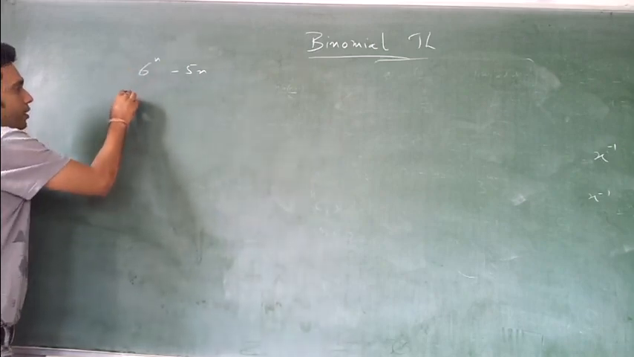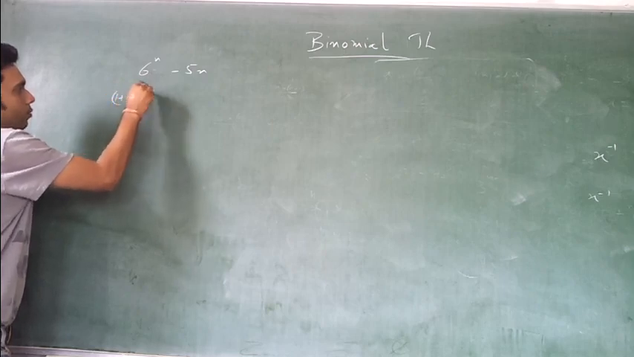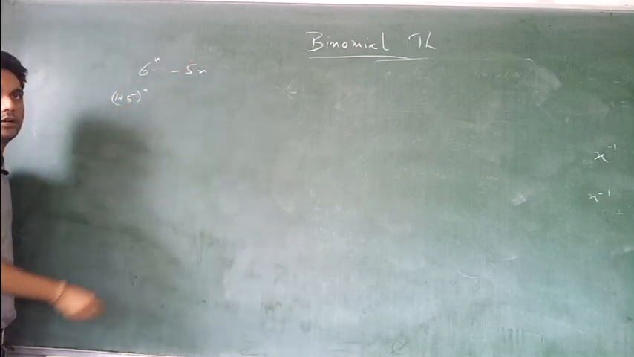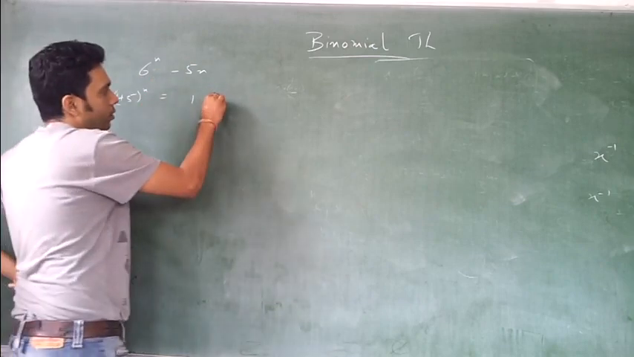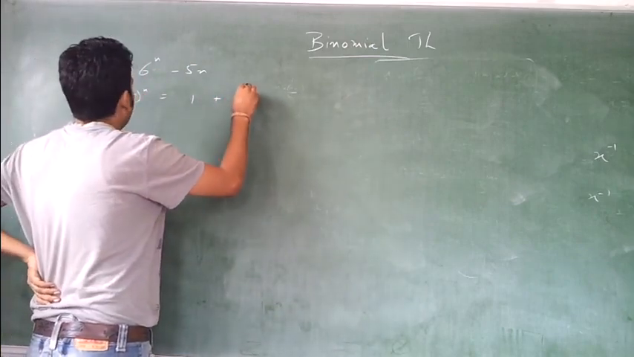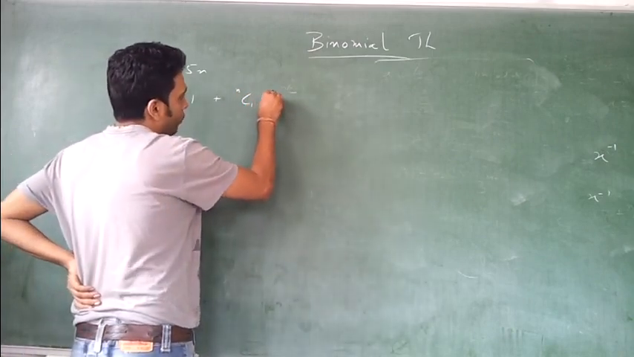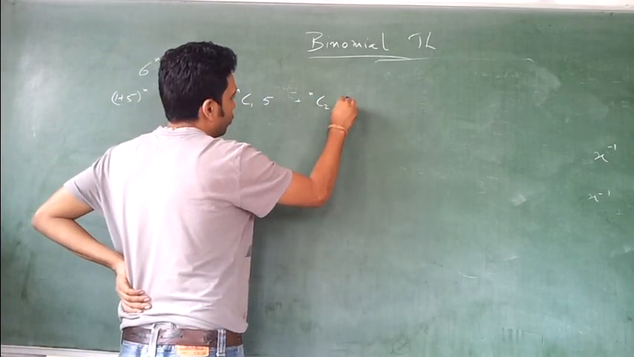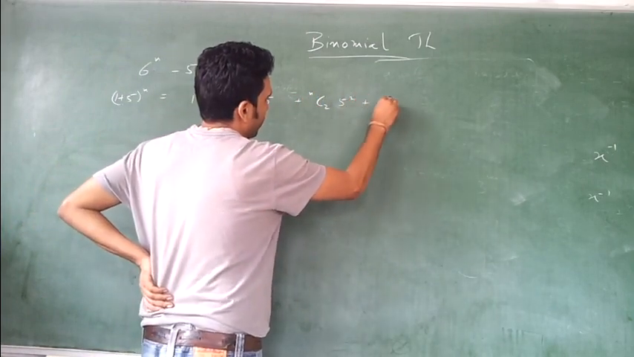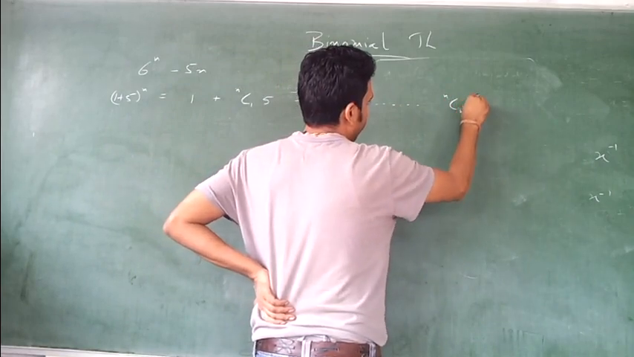So 6 power n is how much? (1 plus 5) power n. I will do the minus 5n later. Okay, (1 plus 5) power n is what? 1 plus nC1 into 5 plus nC2 into 5 square plus dot dot dot nCn into 5 power n.